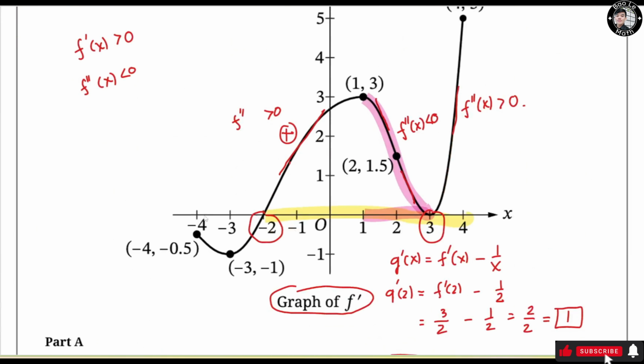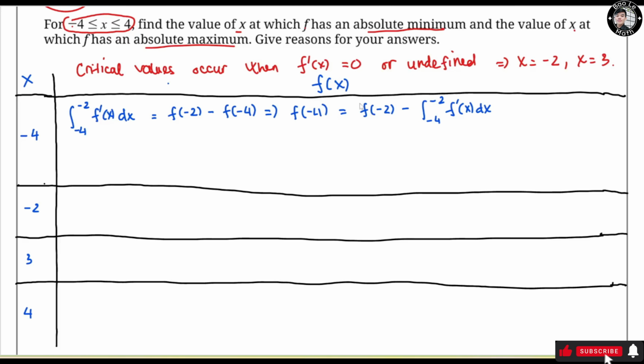This region right here is below the axis, so it should be negative, right? So f(-2) minus a negative number is the same thing as f(-2) plus a positive constant a, right? So this is always greater than f(-2), right?